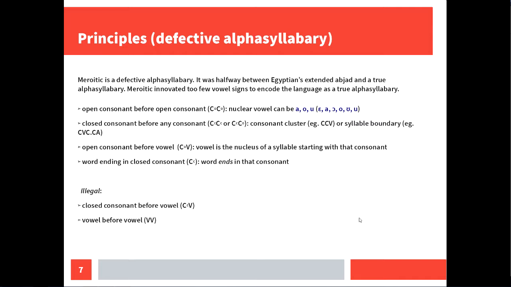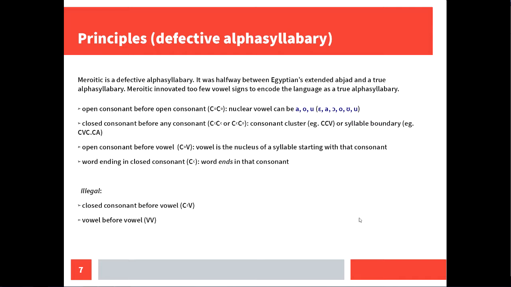So, in typological perspective, Meroitic is a defective alphasyllabary. What do I mean by that? Well, it's halfway between an abjad and a true alphasyllabary. Essentially, Meroitic has too few vowels to constitute a true alphasyllabary. It did not innovate vowels for the back vowels, O and U.